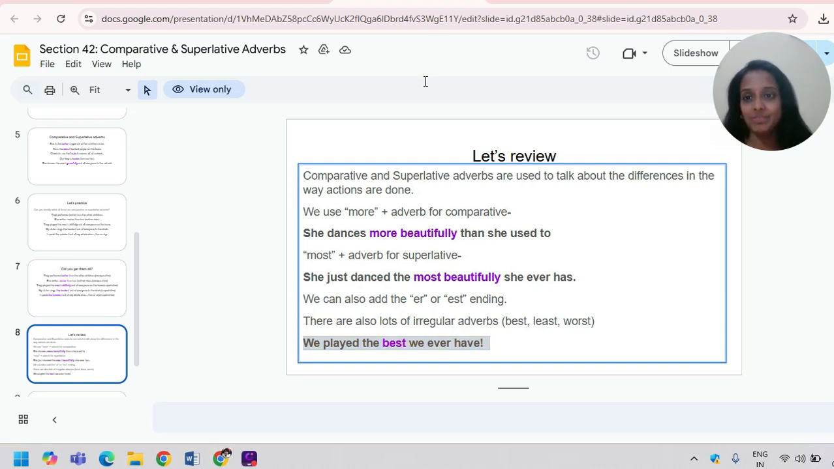And there you have it. Comparative and superlative adverbs help you paint clearer pictures with your words. Whether you are saying someone did something better, worse, faster, or more gracefully, you are giving your sentence that extra bit of power and comparison. So try writing your own examples using everyday situations.